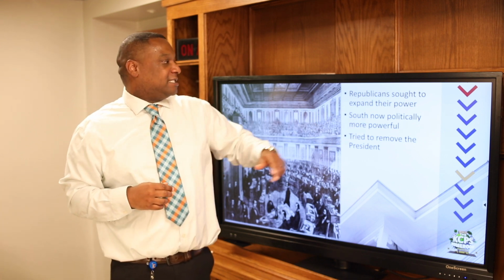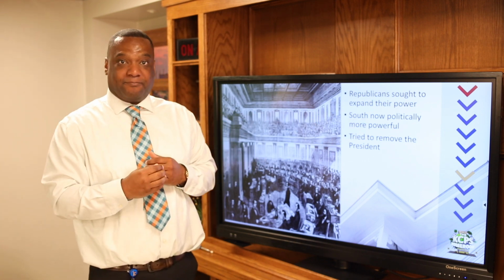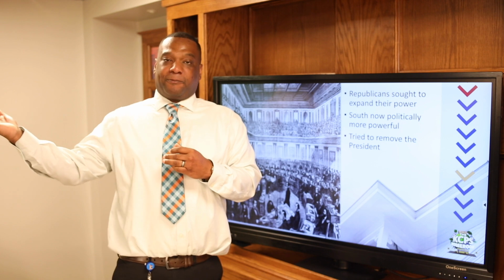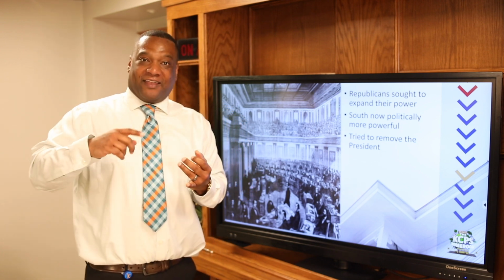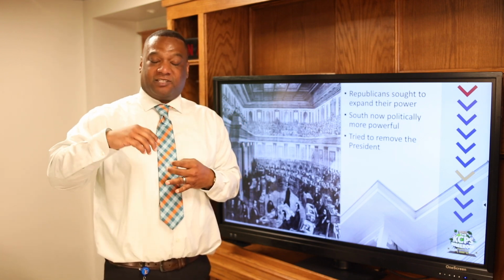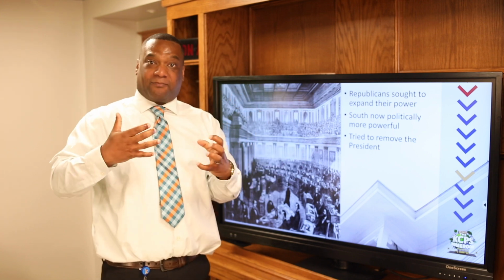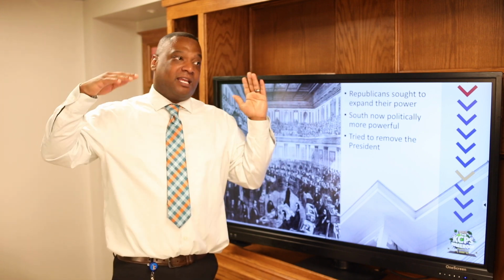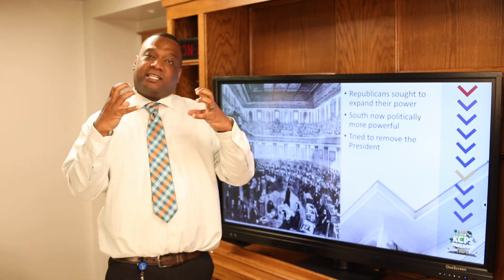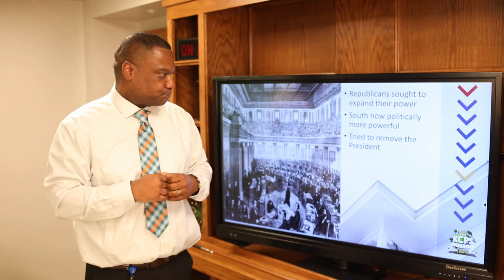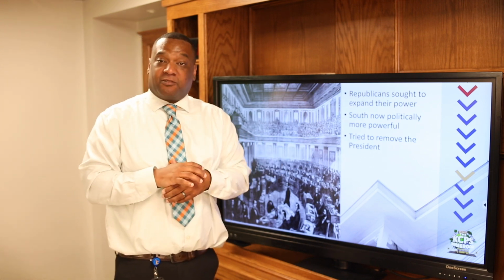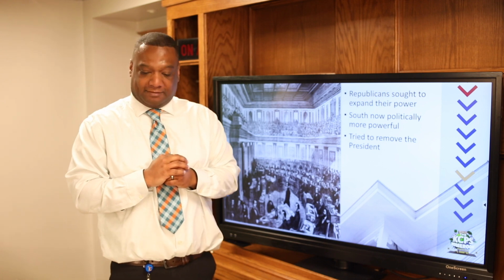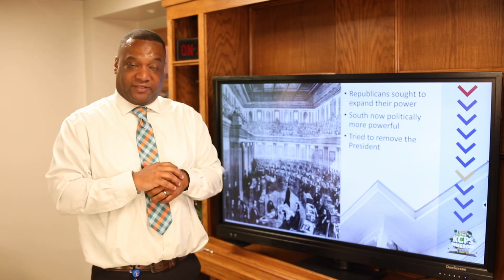The South now wanted political power, right? Guess what? All these people in the South, now you have African Americans coming about. You have white people coming about because they took the oath. They said, you know what? I'm taking an oath to the United States. So they started wanting more power too. Then they ended up trying to remove the president from his position. We're going to talk about the impeachment of Andrew Johnson.